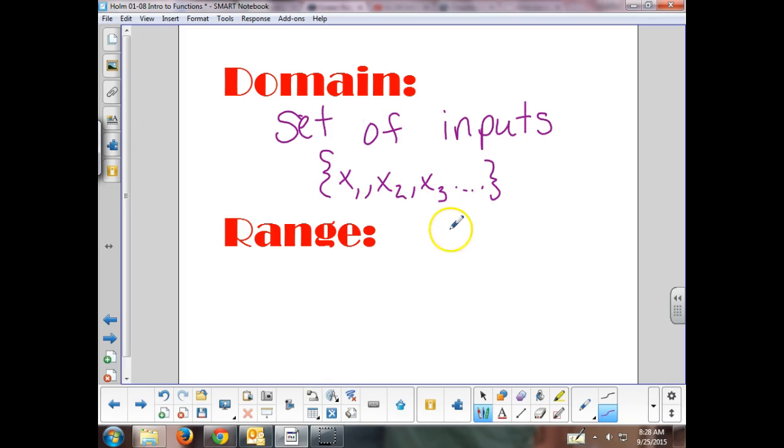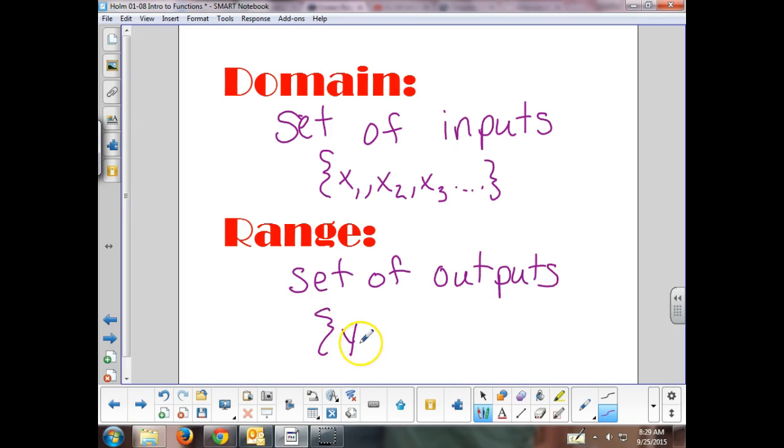Set notation uses those squiggly brackets. If you can't make them, at least put squiggles. Do not put parentheses around a set. And then the range, is the set of outputs. So a set of all of the Y's that you can get.